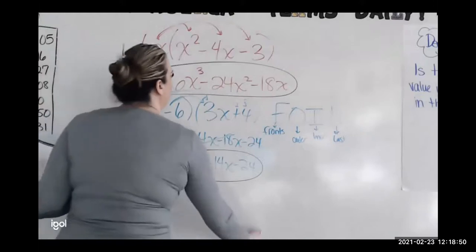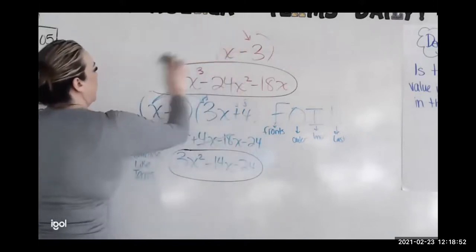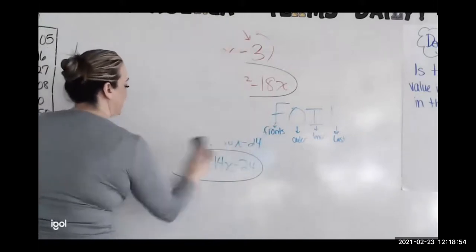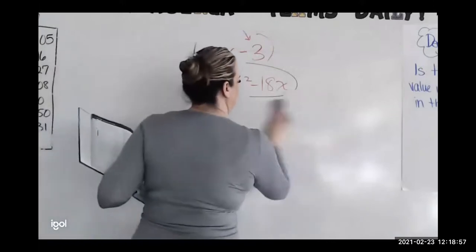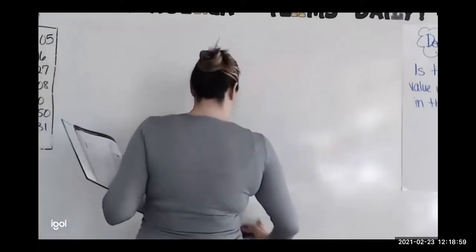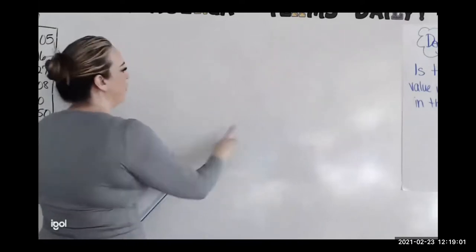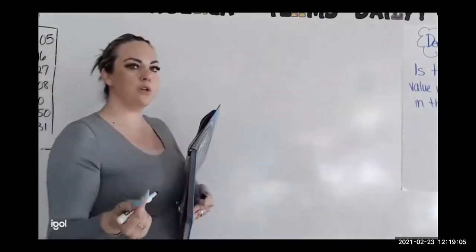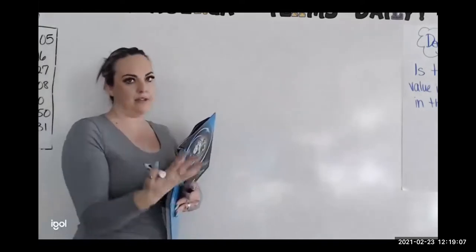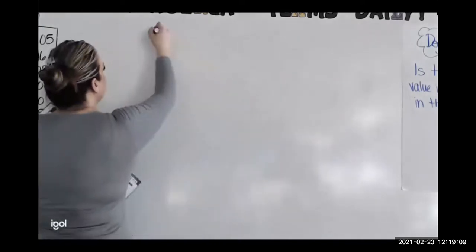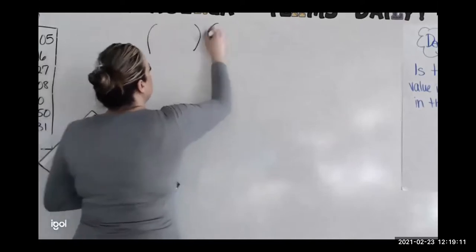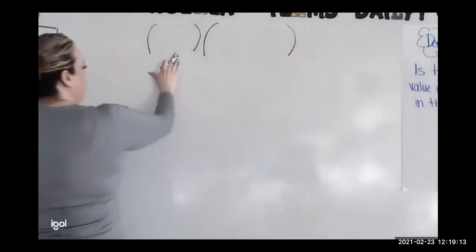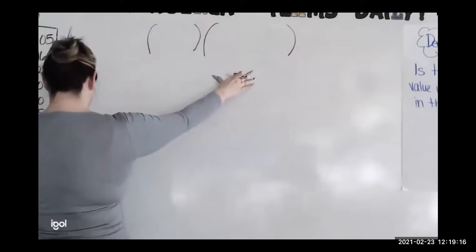Let's do one more where we are going to multiply a binomial times a trinomial. Now this FOIL method only really works when you have a binomial times a binomial. But you're going to apply the same process with a binomial times a trinomial.